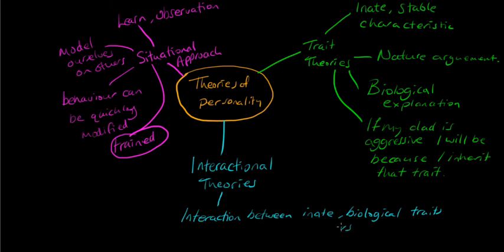versus our upbringing, which is the nature versus nurture. So we've got on this side, over here in the green, we've got the nature argument, the biological inbuilt. Over here we've got the nurture, the way we're brought up, but our interactional theorists would suggest that it's a combination of both.